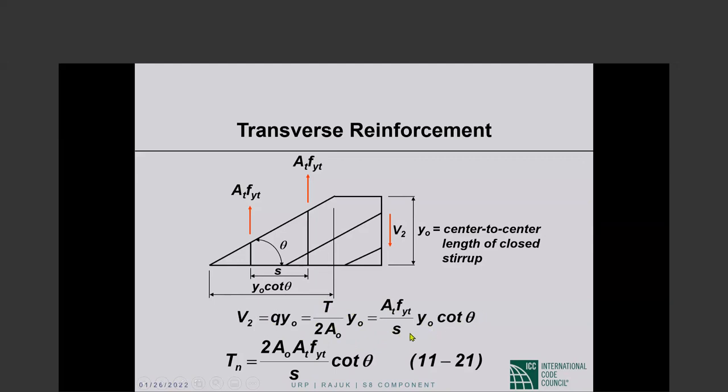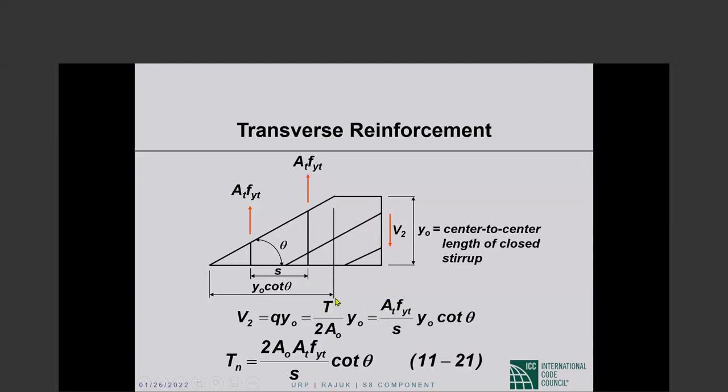Y0 cotangent theta divided by S is, as I mentioned, the number of closed transverse reinforcement crossed by the inclined crack. That number of stirrups multiplied by the force in each of those closed ties gives us the total vertical force in however many closed ties have been crossed by the crack. This vertical force has to be equal to that shear for vertical equilibrium. Okay? So this is equal to that.